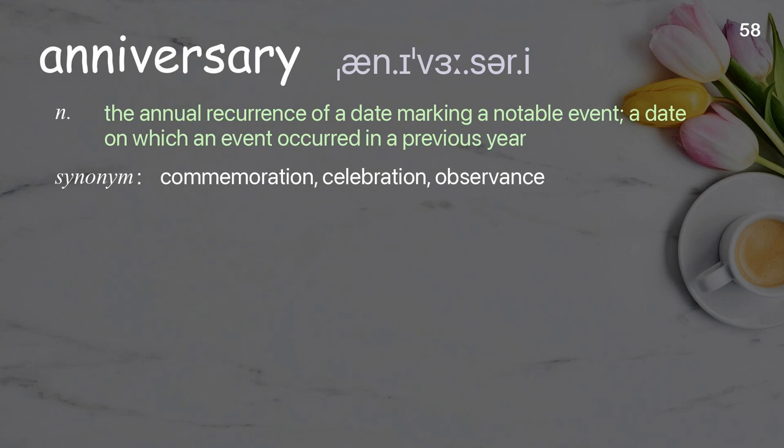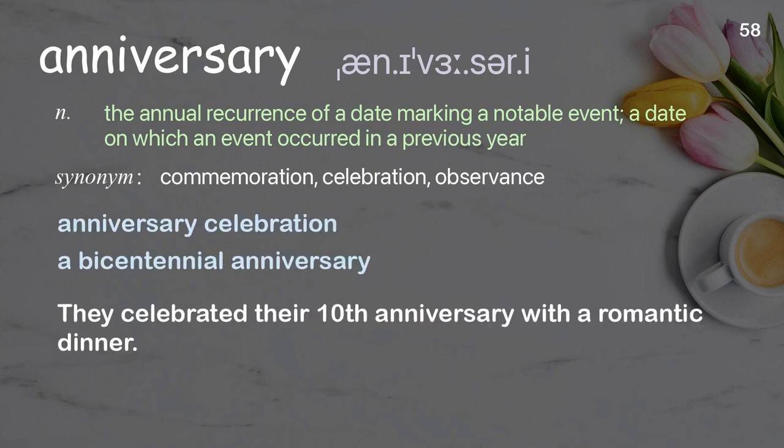Anniversary. The annual recurrence of a date marking a notable event, a date on which an event occurred in a previous year. Examples: Anniversary celebration. A bicentennial anniversary. They celebrated their 10th anniversary with a romantic dinner.